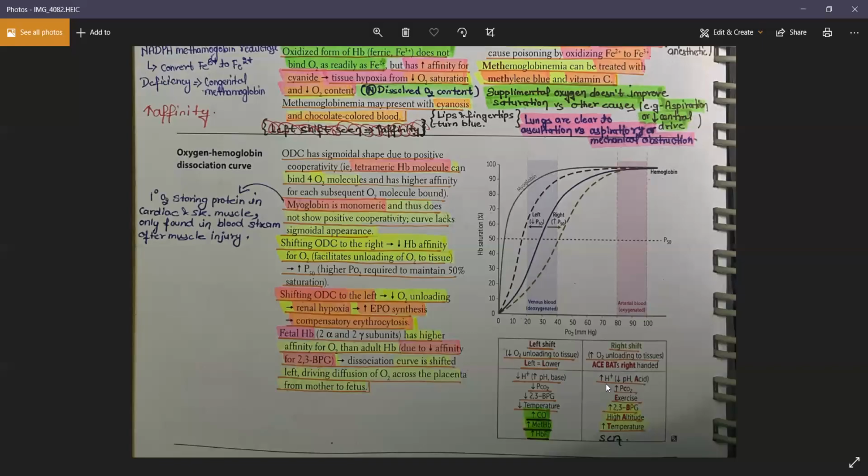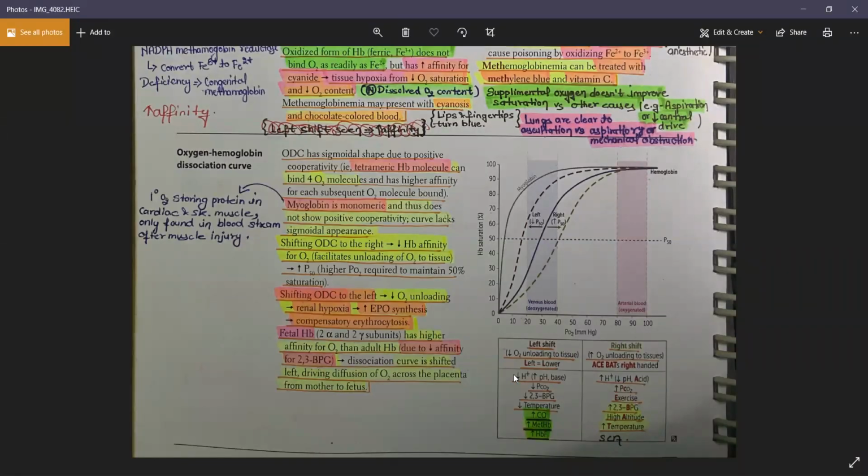Similarly, if you have an alkaline pH, meaning low H plus, or a metabolic alkalosis or a respiratory alkalosis, this will increase the affinity of oxygen for the hemoglobin, and as a result, the unloading of oxygen in the tissues will be decreased. So tissues will get less oxygen, and as a result, the patient can have hypoxia at the tissues because of that. Hypoxia, not hypoxemia, but hypoxia at the tissues.